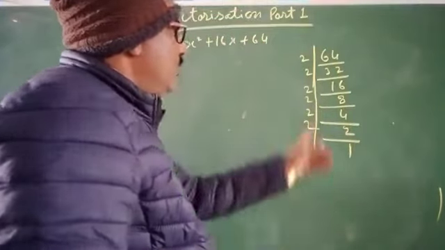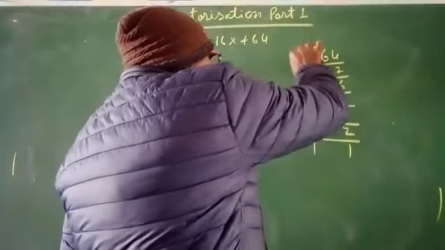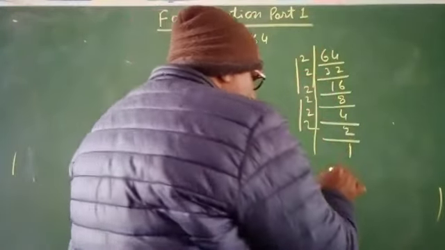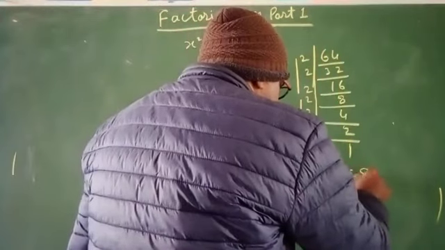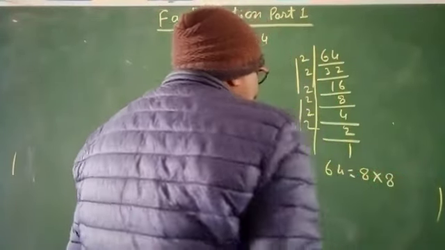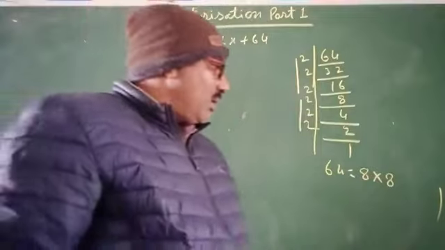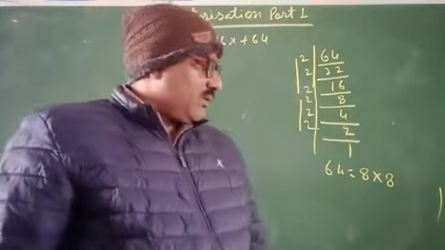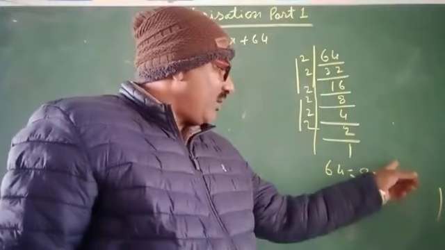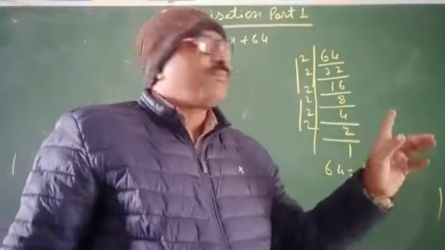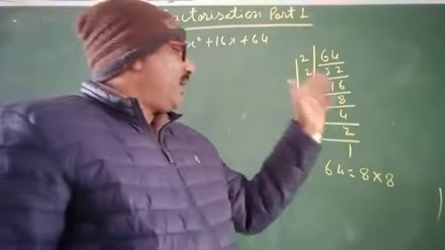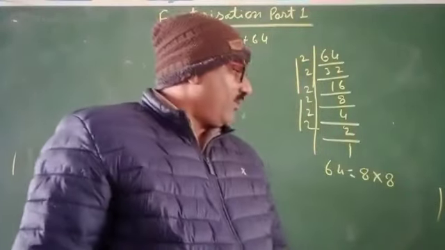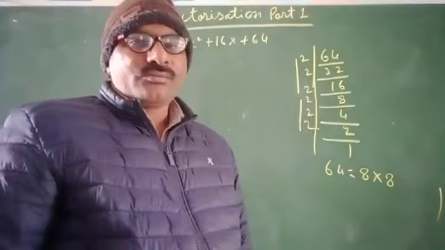So here we see that a factor of 64 is 8 multiplied by 8. Other factors of 64 are also fine, but we see that if you add 8 and 8 we get 16, and when you multiply 8 and 8 we get 64.